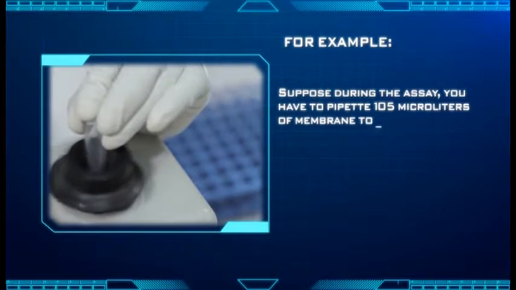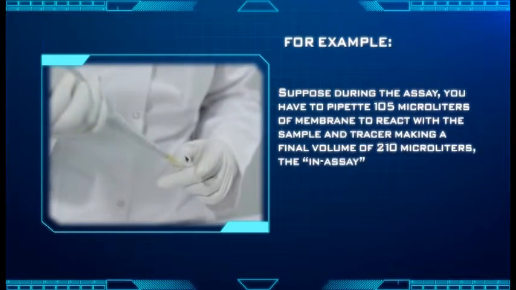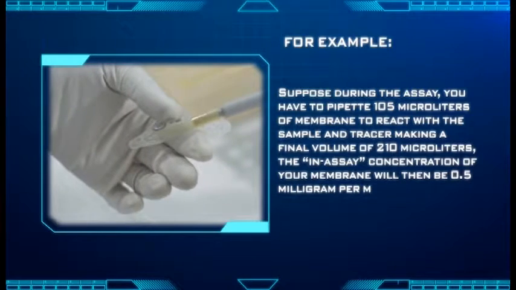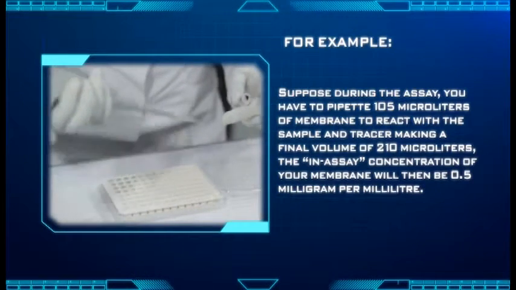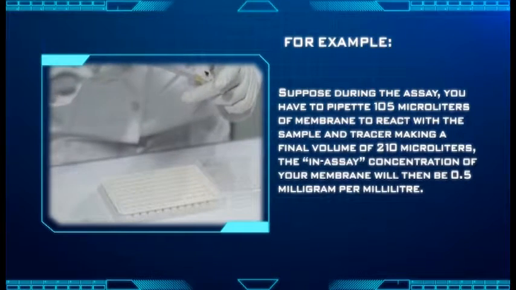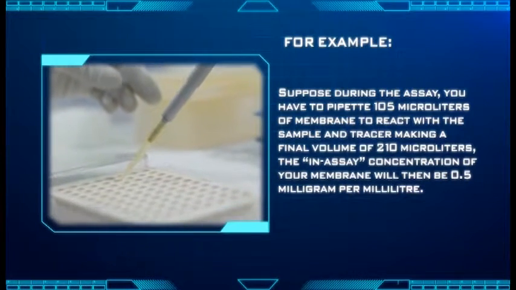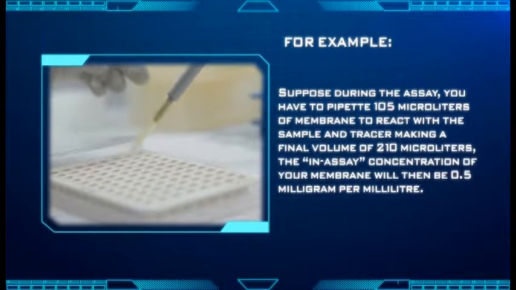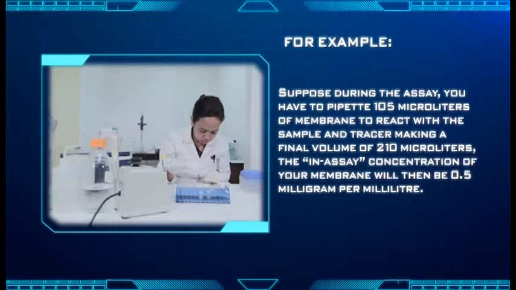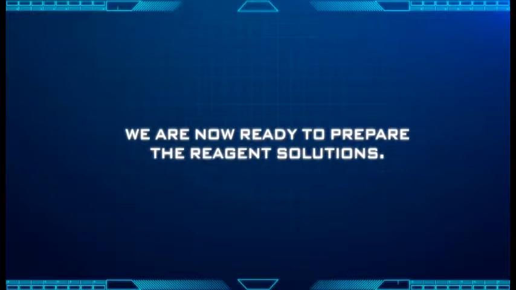Suppose during the assay, you have to pipette 105 microliters of membrane to react with the sample and tracer, making a final volume of 210 microliters. The in-assay concentration of your membrane will then be 0.5 milligram per milliliter. With these, we are now ready to prepare the reagent solutions.